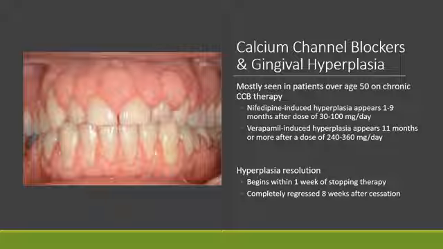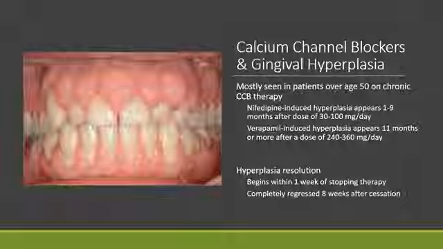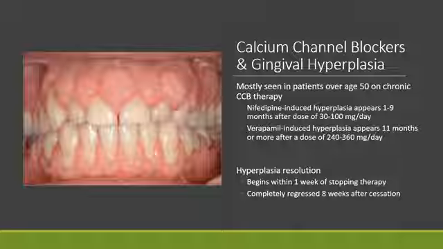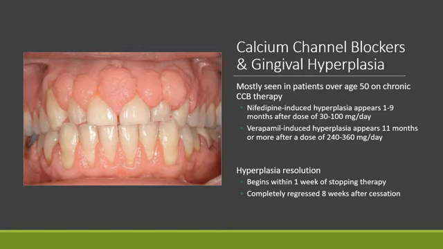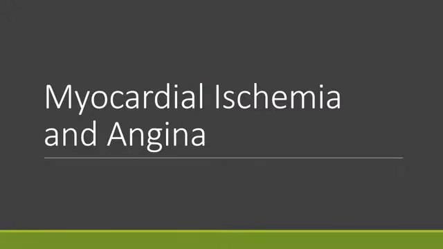Verapamil is another one. It's not a dihydropyridine, but it has also been known to cause gingival hyperplasia that appears a little bit longer, about 10 to 11 months after, with doses that you can see there, 240 to 360 milligrams per day. Now, what's interesting is when the patients go off of the calcium channel therapy, the hyperplasia begins to resolve. And you can see that it can take some time. Usually you start to see the first initial signs within a week, and then it usually is completely regressed after a couple of months.